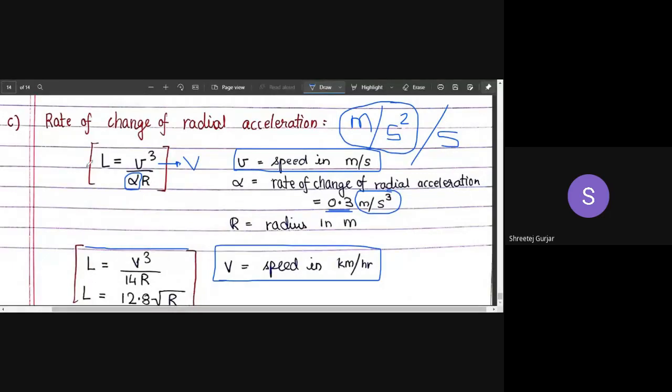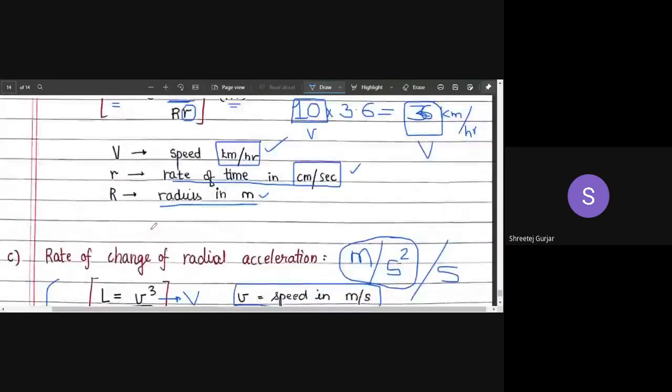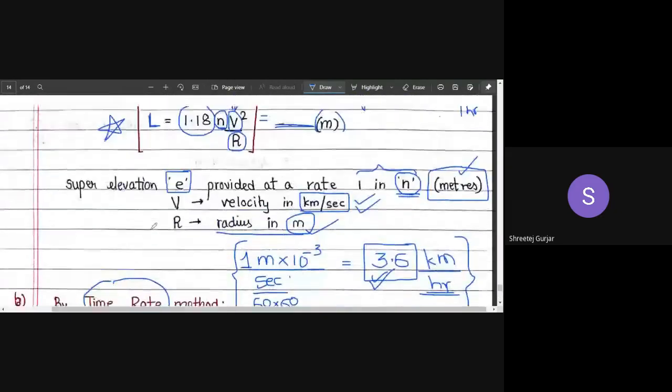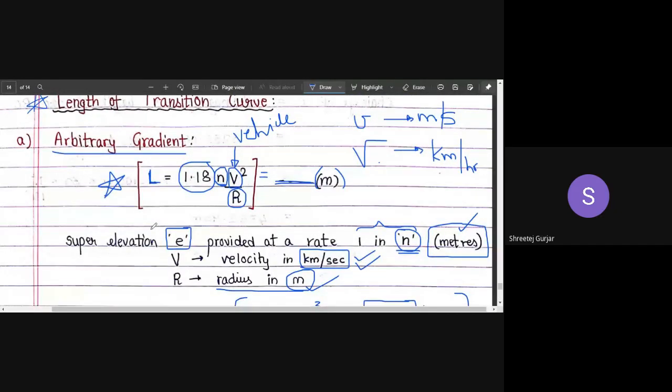So you can use any of these depending upon what data has been provided to you, and you can easily calculate the length of the transition curve. So we have three formulas, right? We have three formulas with us. So you have to remember these three formulas for calculation of the transition curve. Now, we shall look into a few numericals regarding length of transition curve. I'll explain in brief just the calculation of the transition curve.